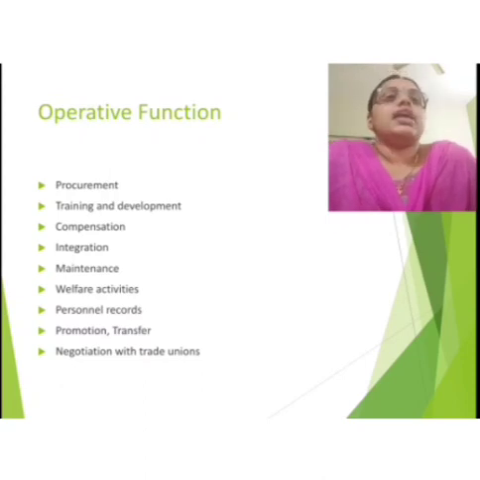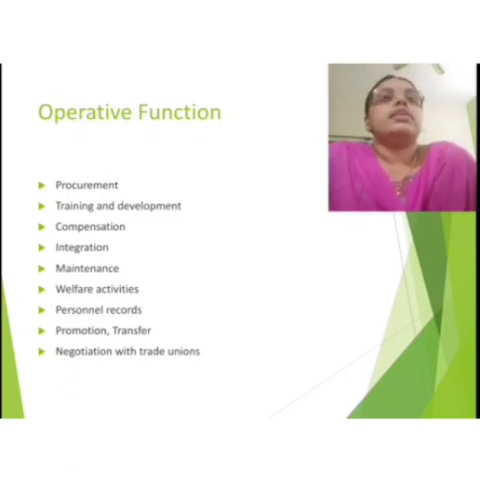After maintenance, next is welfare activities. The personnel management should provide various welfare services to the employees. It includes provision of medical facilities, restaurants, other recreation facilities, then provision of restrooms, counseling, group insurance, etc. These welfare activities also motivate the employees. Then personal records.